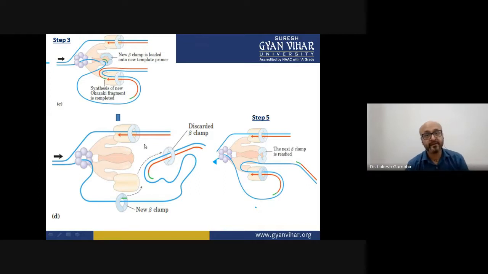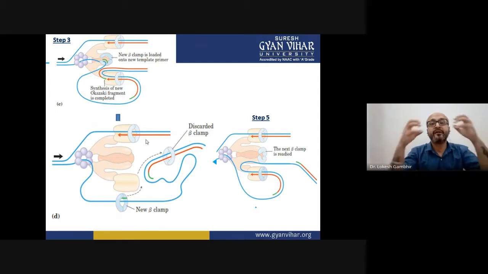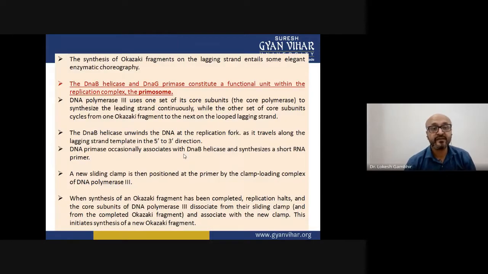It is synthesizing continuously. It has no problem. So this is how coordinated efforts are required at every stage. There is a removal of the clamp, there is a loading of the clamp, there is a sliding motion, and in this sliding motion it is being oriented in the same manner. After that, one strand is continuously synthesizing, the other is synthesizing a short strand every time, and then the process is repeated multiple times until the complete genomic content is replicated. This is called elongation.